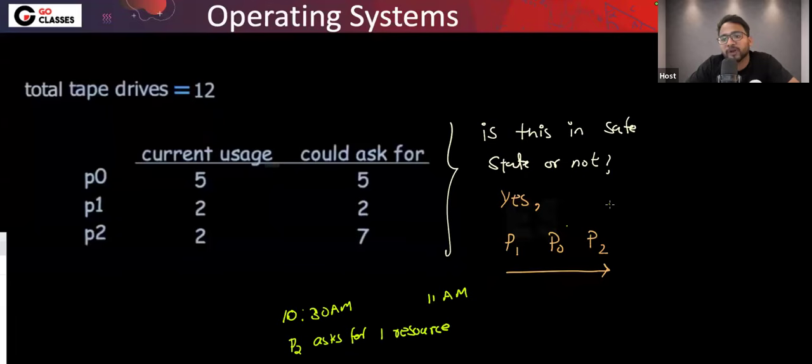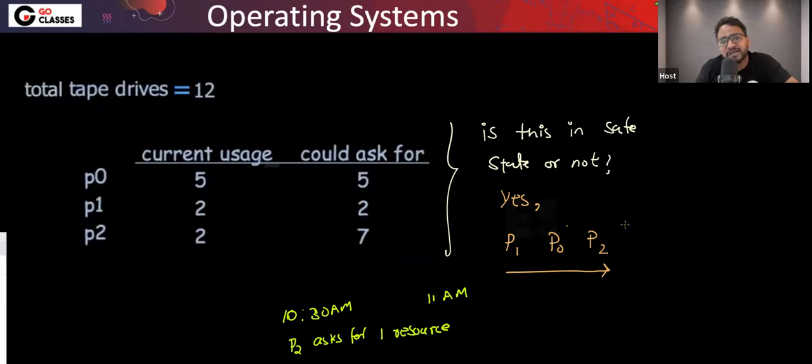But obviously we do not have to wait for P1 to finish, and then P0 to finish, and then P2 to finish. This is not optimal execution. Safe sequence is not the sequence of execution. That's what you need to understand. The safe sequence is just saying that in this order you can finish. But do I have to finish in this order? Do I have to wait for P1 to complete, and only then wait for P0 to ask and complete, and then P2 to ask and complete? No, that's not the thing. So safe sequence is not the execution sequence.